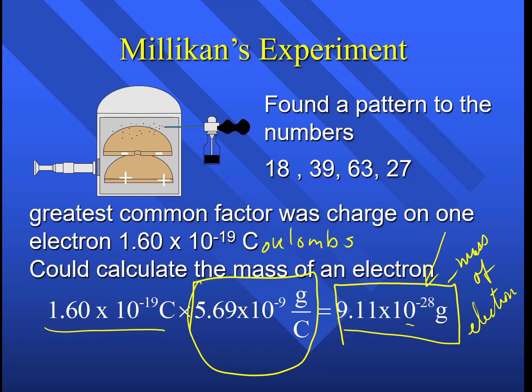Atoms are tiny, but if you remember the simulation, they were much harder to turn than the electron. So that means the atoms had incredibly tiny masses. Okay, so that's where I want to stop for today.